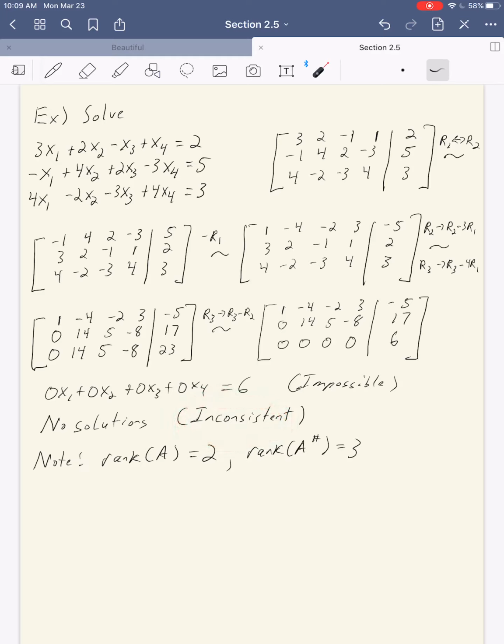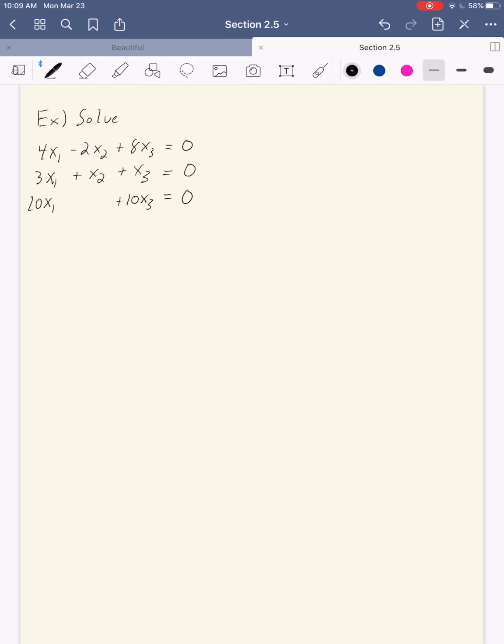All right, we've got one more example to try here. And again, we'll make some comments about the rank at the end. All right, we're going to solve this system here. And we'll start by just putting it directly into the augmented matrix form. So that would be 4, -2, 8, and 0. Then 3, 1, 1, and 0. And then 10, 0, 10, 0.